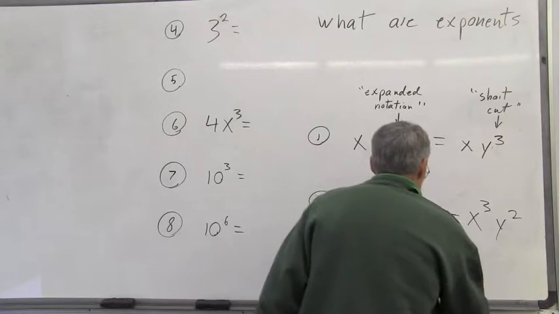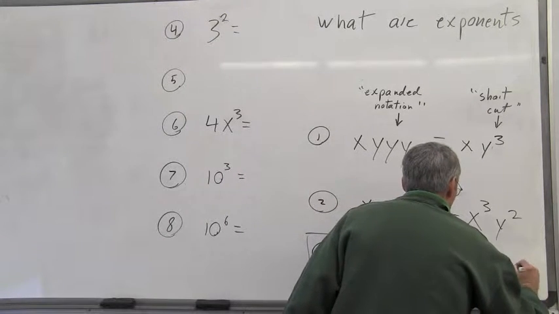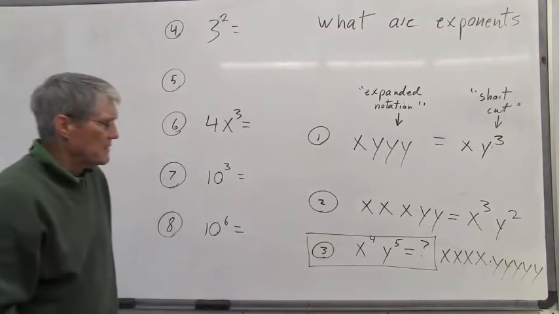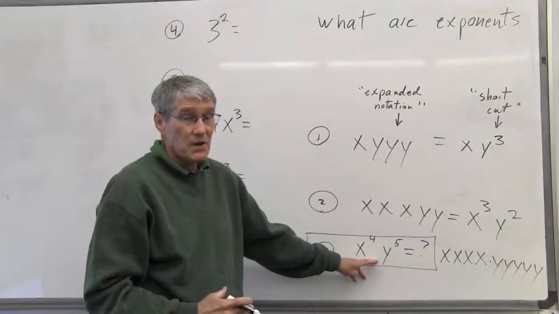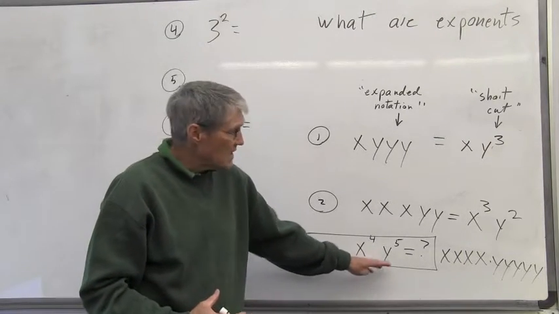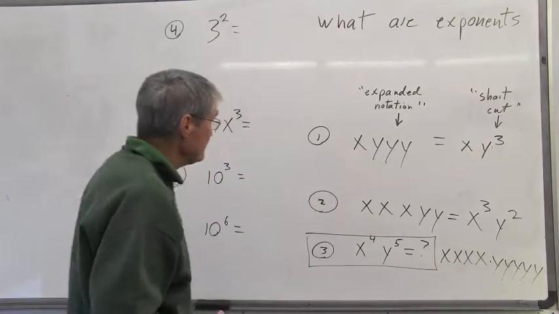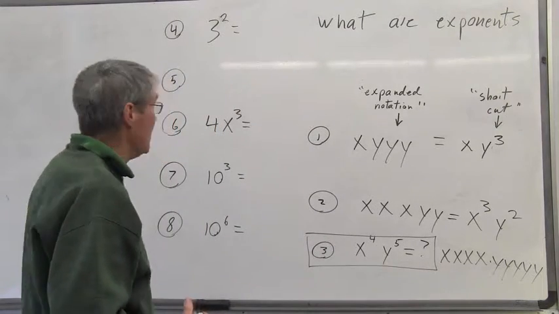Here we go. x, x, x, x. y, y, y, y, y. Everything multiplied. So you can see how this is a much neater, nicer, easier way to deal with lots of terms using a shortcut rather than expanding it out. We don't do this too often, but just to give you the idea of what's going on.